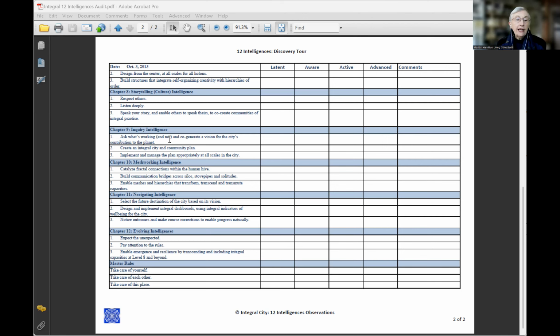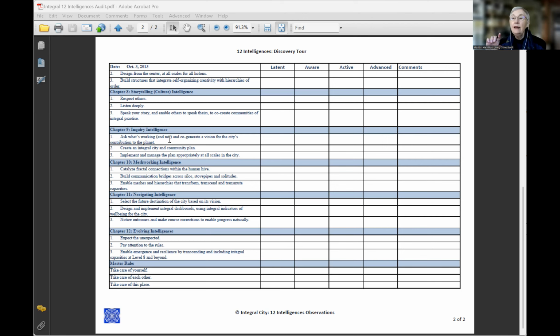The second element of navigating is to design and implement integral dashboards using integral indicators and the well-being that they show for the city. So I'm using the wisdom that comes out of being able to see a city holistically, which is what an integral view allows, so that we actually set up dashboards to track. And this I have done using basically paper-based dashboards, but now there are many dashboards that are electronic. So the dashboards can be very advanced and show not only what I suggest as being the basic indicators on a dashboard.